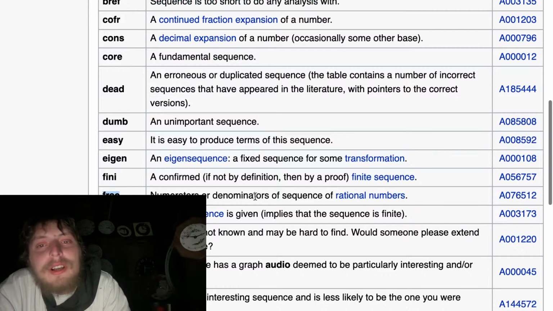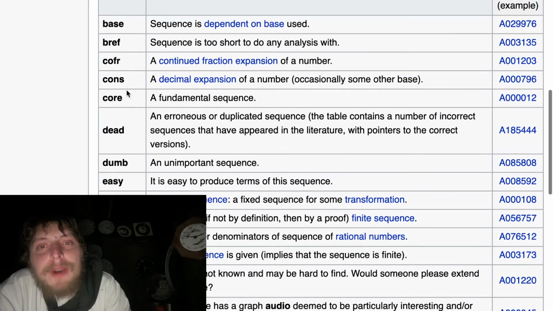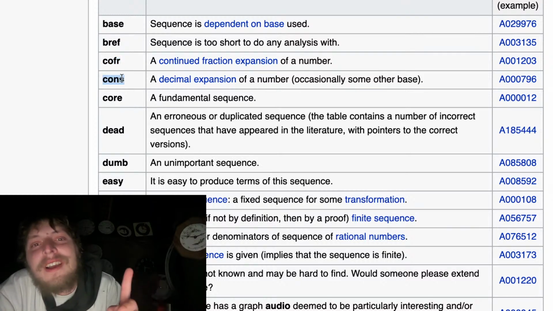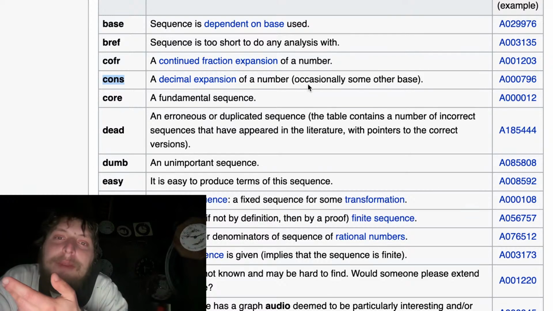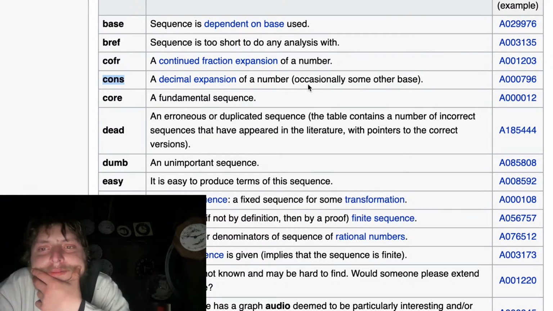Frac was the one we were looking at, numerators and denominators, but some say this, continued frac... Oh, no, that's the good one. This one. Constant, it must stand for. A decimal expansion of a number, occasionally some other base. And so this is what I don't like.